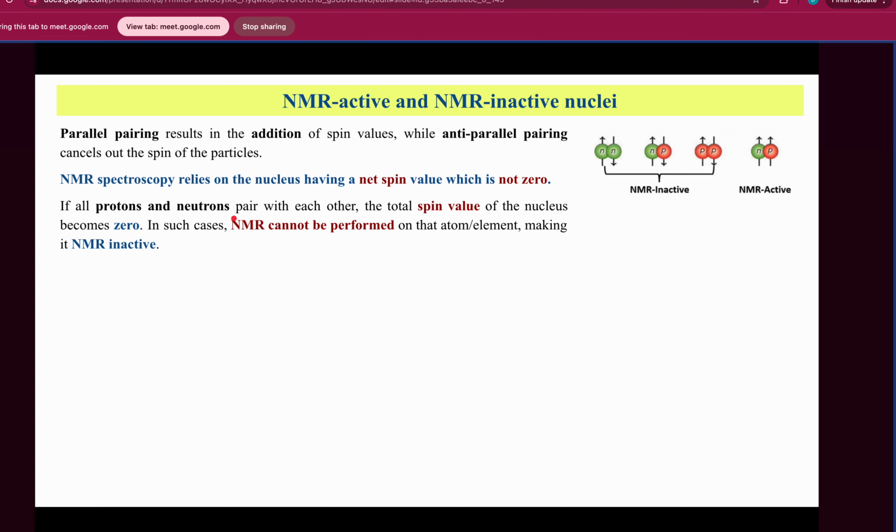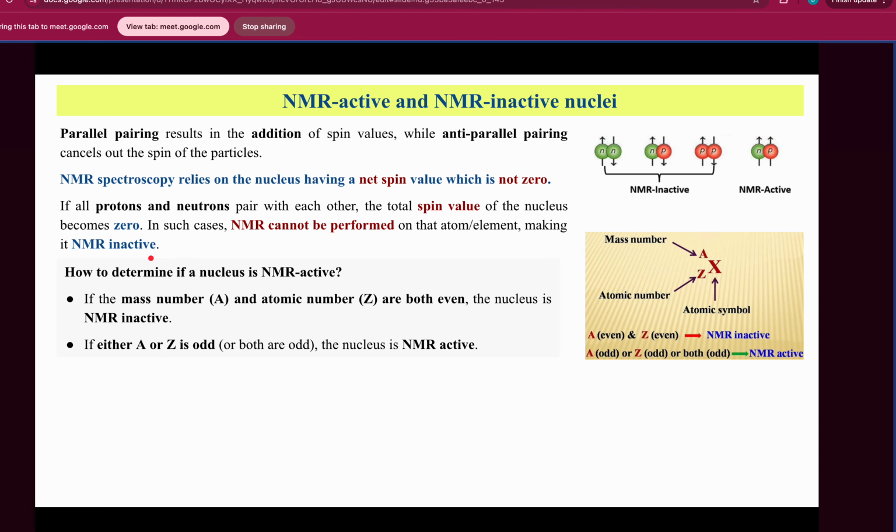If all the protons and neutrons pair with each other, then the total spin value of the nucleus will become zero. So we also have to look into the number of protons and neutrons which are present in that particular atom to know whether it is NMR active or NMR inactive. So in such cases where the numbers of protons and neutrons pair with each other and are the same, NMR cannot be performed on that particular atom or element, due to which that element will become NMR inactive. Now, how to determine whether a nucleus inside the atom is NMR active?